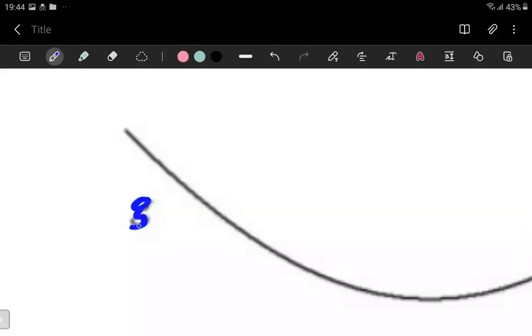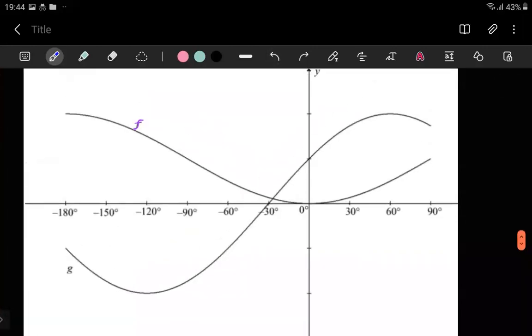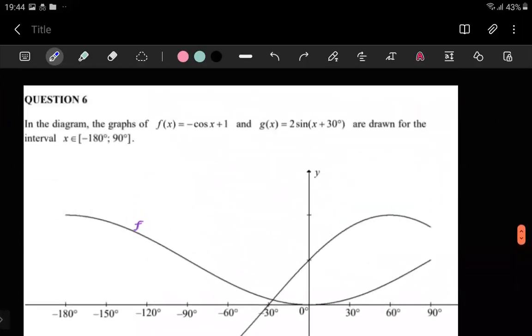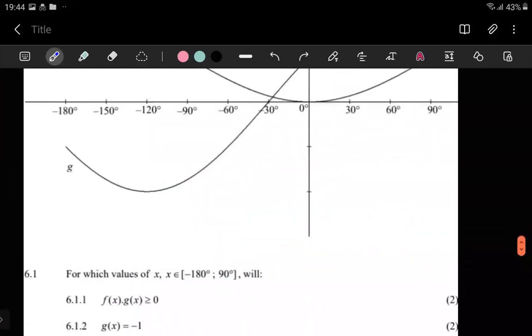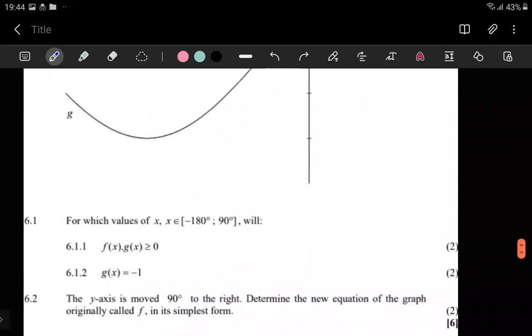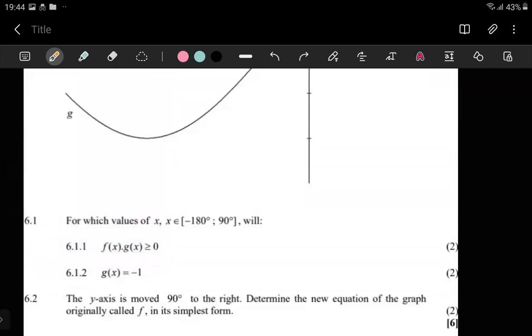g of x. Let's just leave that one alone because it looks weird anyways. So with that being said, it says these are drawn between negative 180 and positive 90. The first thing they said here for 2 marks, they said for which values of x between negative 180 and 90 will this expression be bigger than 0? So you can see, we always bump into these kinds of questions. So let's just try and understand what they mean.